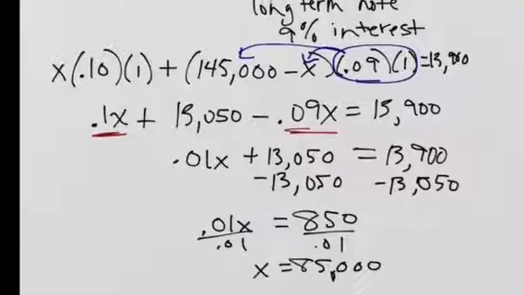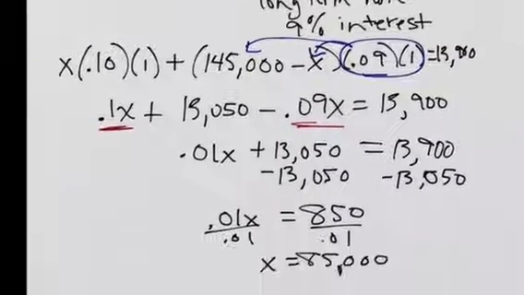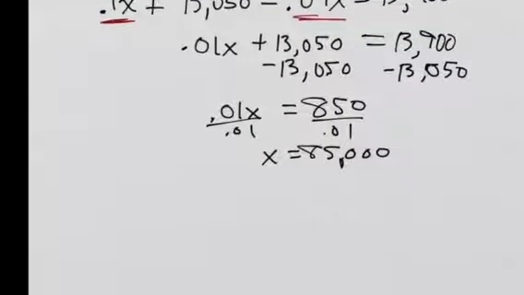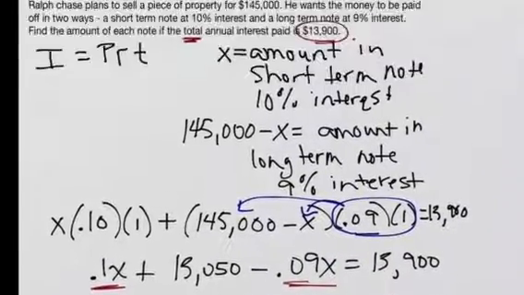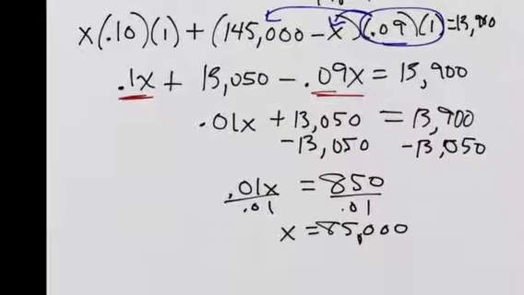Now if we go back up to our key here, x represented the amount in the short-term note of 10% interest. So if we're given our answer, then we would say that $85,000 was the amount that was paid in the short-term note.